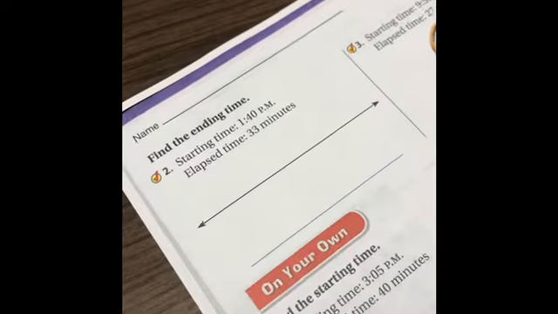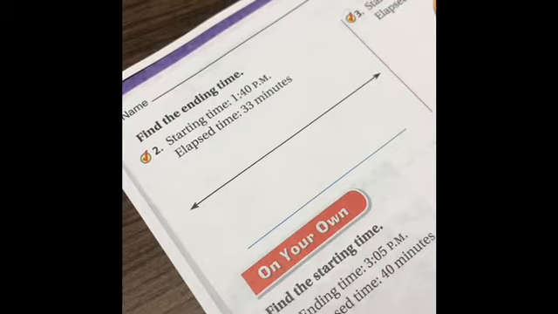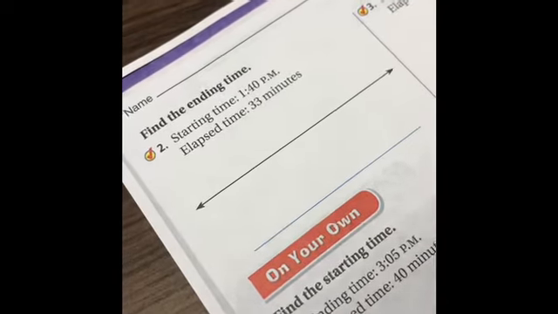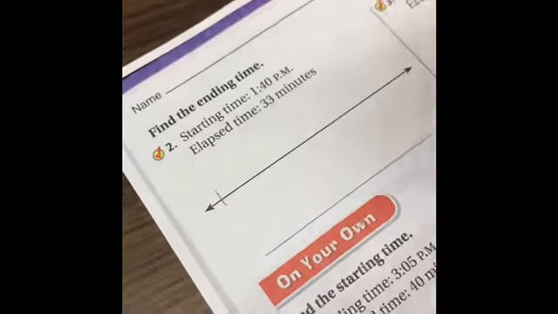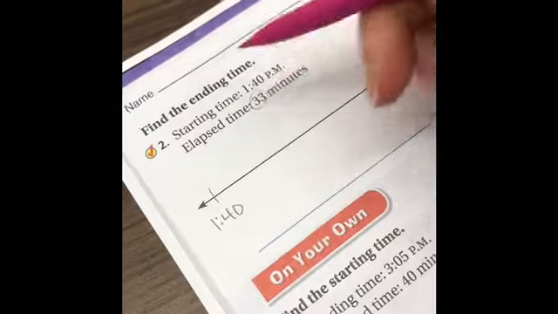Continuing on, it says find the ending time. Starting time is 1:40 and the elapsed time is 33 minutes. So since it's the starting time, we start over here on the left. So we need to put 1:40 and then we need to go 33 minutes.